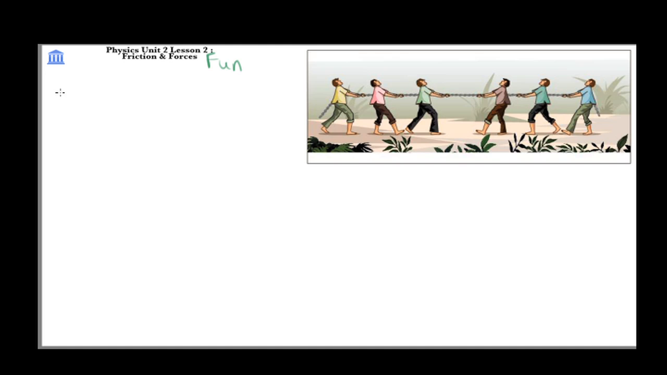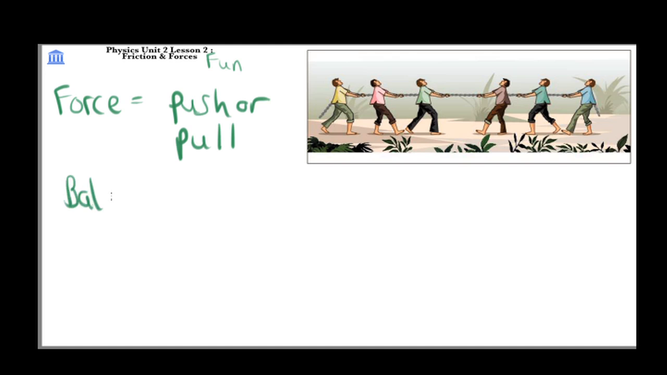Okay, let's first define what a force is. A force is a push or a pull on an object. And there's two classifications of forces. There are balanced forces and there are unbalanced forces. Well, the picture that we are showing here is a tug-of-war game. And if this tug-of-war game is perfectly, wonderfully matched, you will have a force.